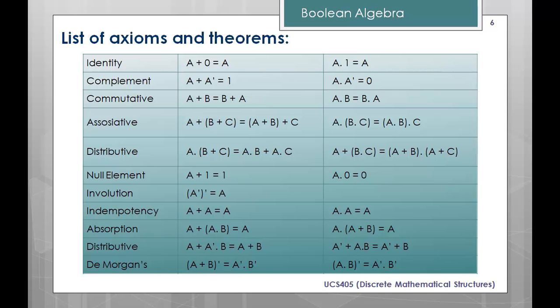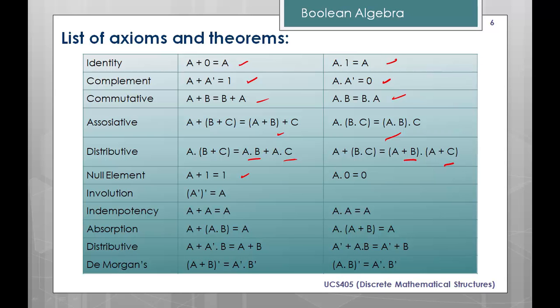Next, these are the laws. First one is identity law, that is a plus 0 is a, a into 1 is a. Next is complement law, a plus a complement is 1, a into a complement is 0. Now some of the laws which we are going to study under Boolean algebra, we have also studied earlier under set theory. So commutative law is the same, we have studied earlier also. Associative is the same, that we have studied under set theory. Next is distributive, a into b plus c is ab plus ac. A plus b into c is a plus b into a plus c.